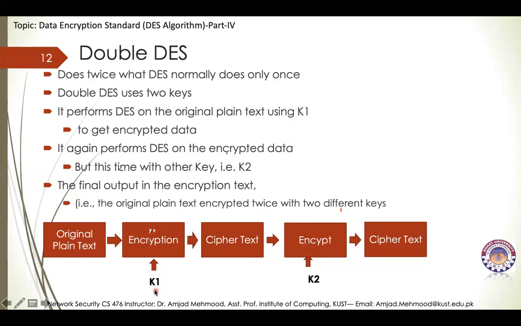So if K1 is the key, you will get 16 subkeys out of this K1 and 16 subkeys out of this K2. So you will have 32 total keys which will be applied on the document to be encrypted. So you can guess how difficult it would be for the attacker to decrypt that value.